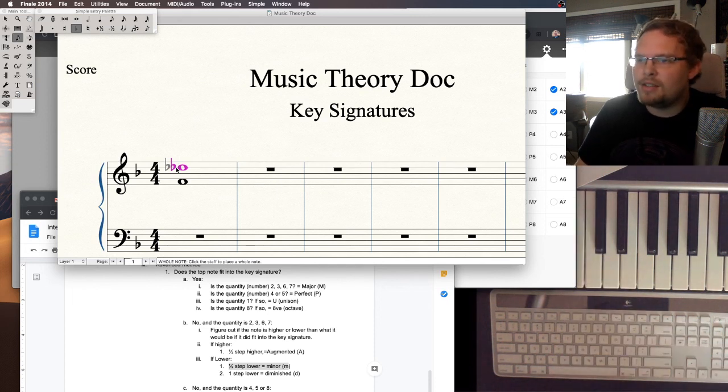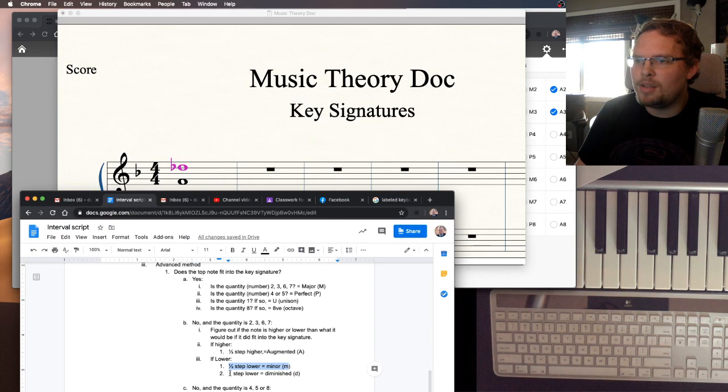And if that's the case, back over here in my notes, 1 step lower is actually a diminished interval. 1 step is the same thing as a major second, or 2 half steps. So if it's a whole step lower, then it is diminished. And that's only if the quantity is 2, 3, 6, and 7.